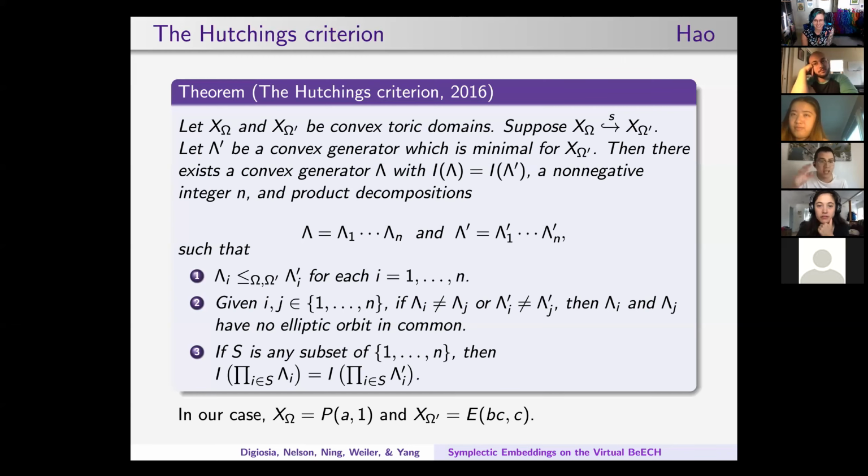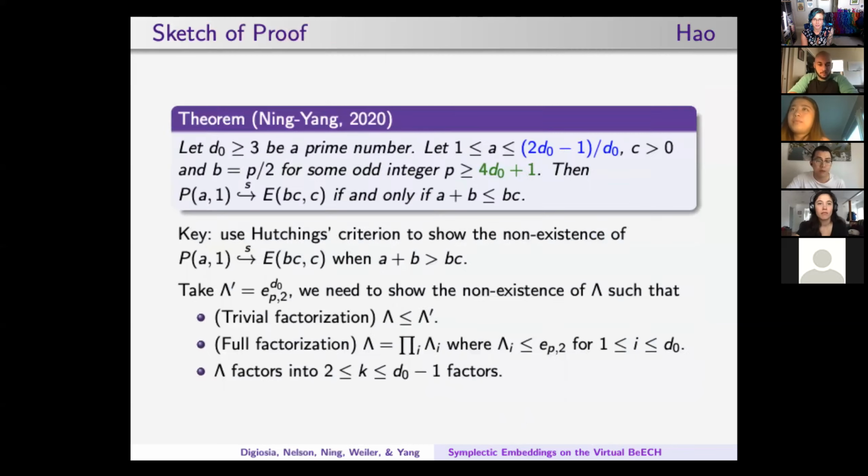So we take our domain X omega, specialize it to just P(a,1), the polydisk, and take X omega prime, the target, to be just the ellipsoid E(b,c). And I will try to provide a sketch of proof of how we're going to obtain the results stated in the embedding theorem earlier. And I'll try to mention a little bit where each of these conditions will become useful. So here is again the statement of the theorem to refresh your memory.